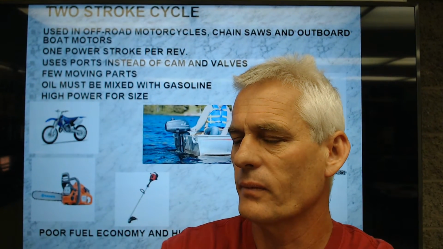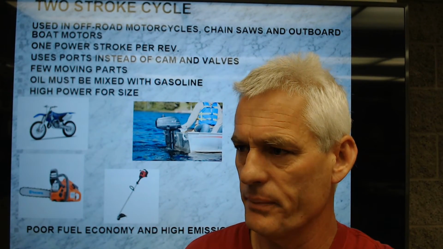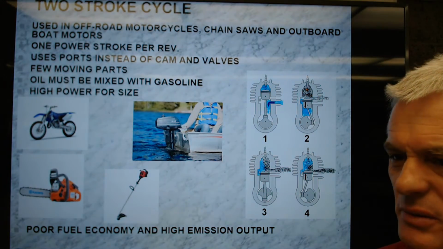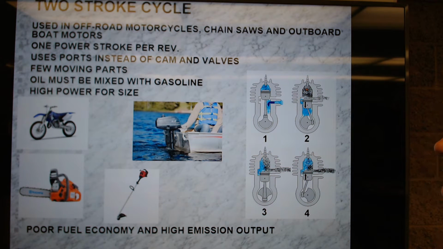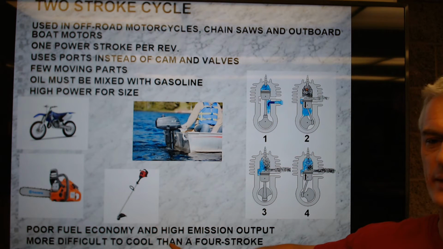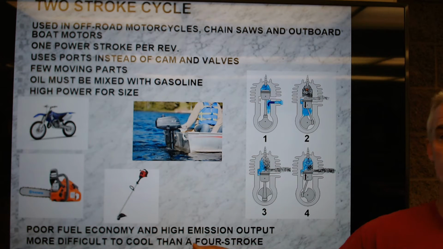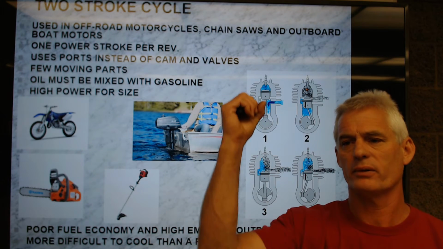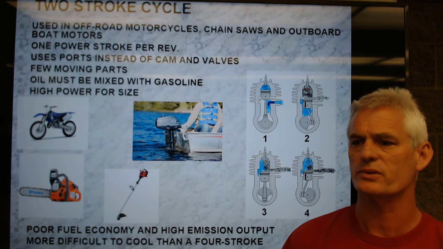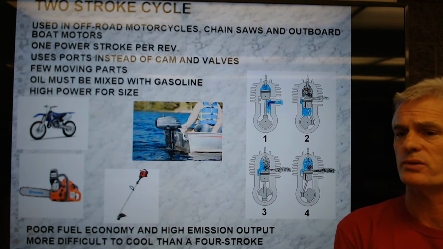So really cool engines, really small, compact, powerful, light, make a lot of power for their size and weight, and really, really neat engines. But they're just kind of polluting, so it doesn't work so well. Here we go. And then right down here, more difficult to cool than a four-stroke, and that's because you're making twice as many power strokes. You're getting a power stroke for every revolution of the crankshaft instead of 2 revolutions of the crankshaft like you did in a four-stroke engine.